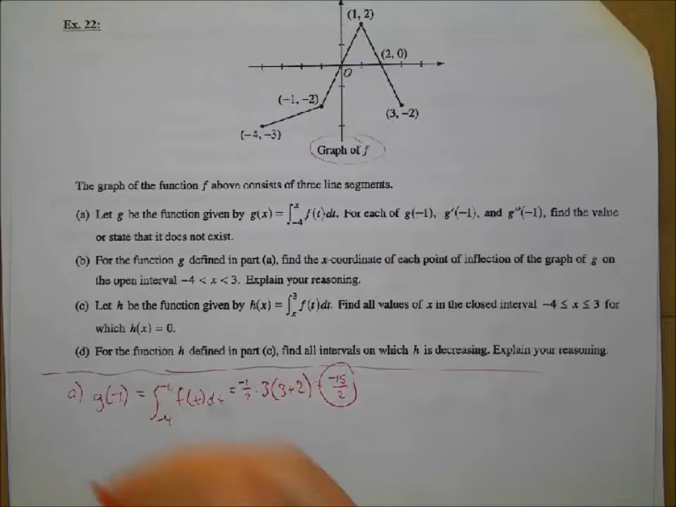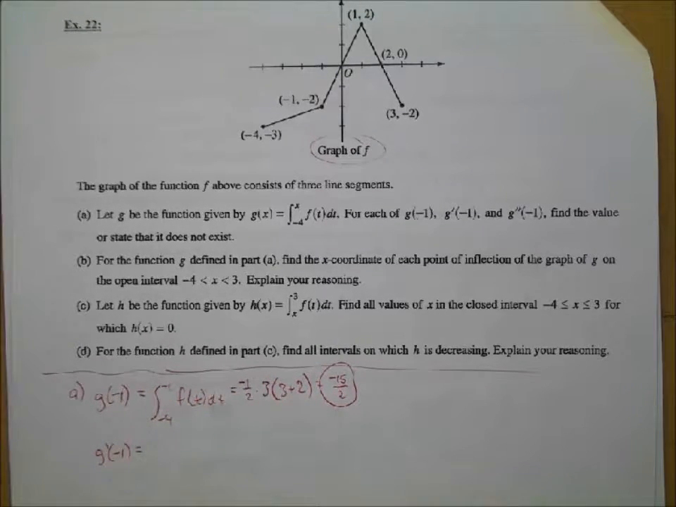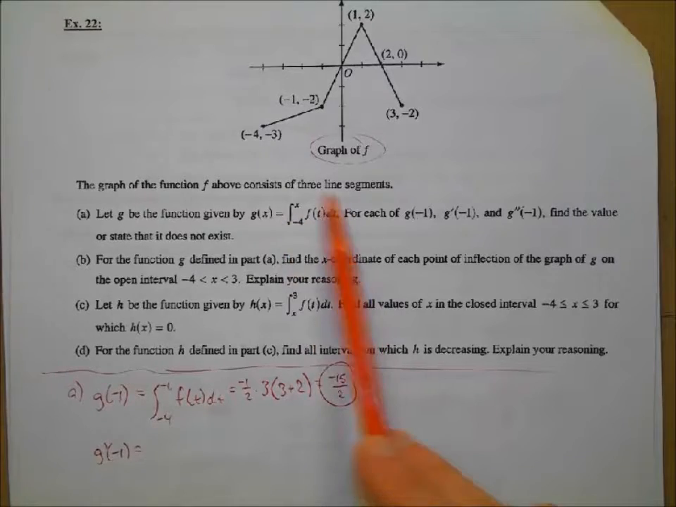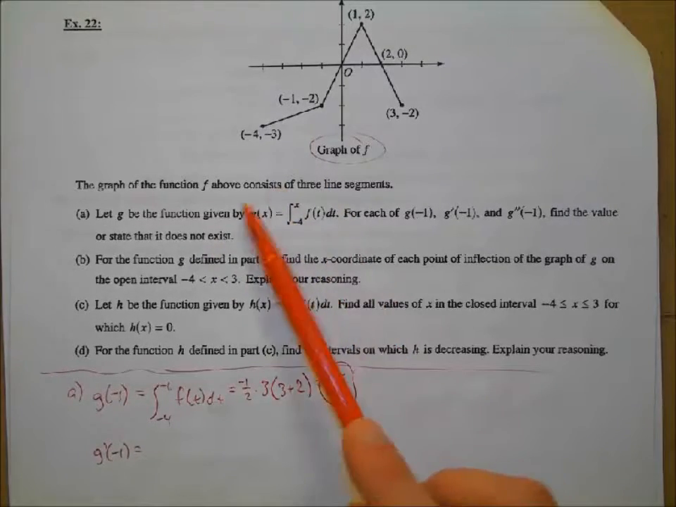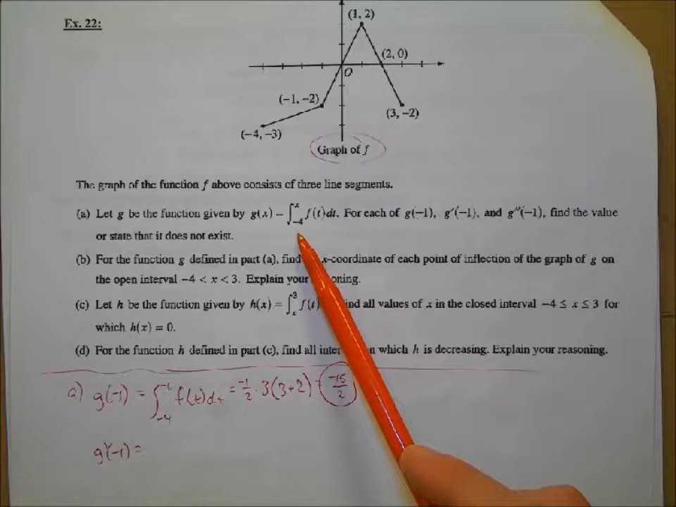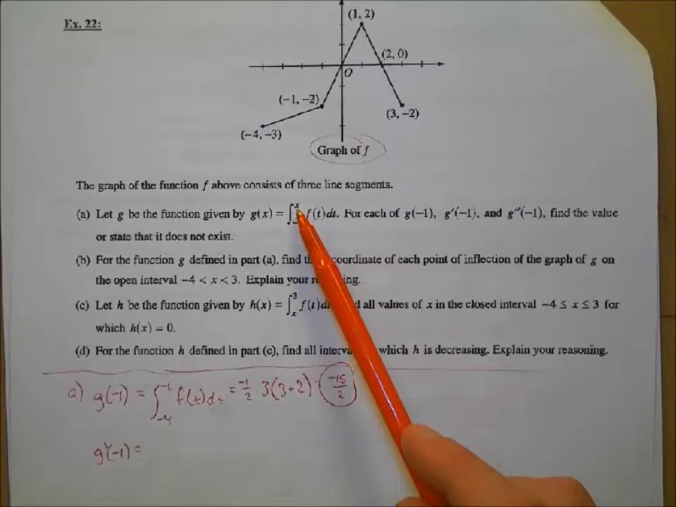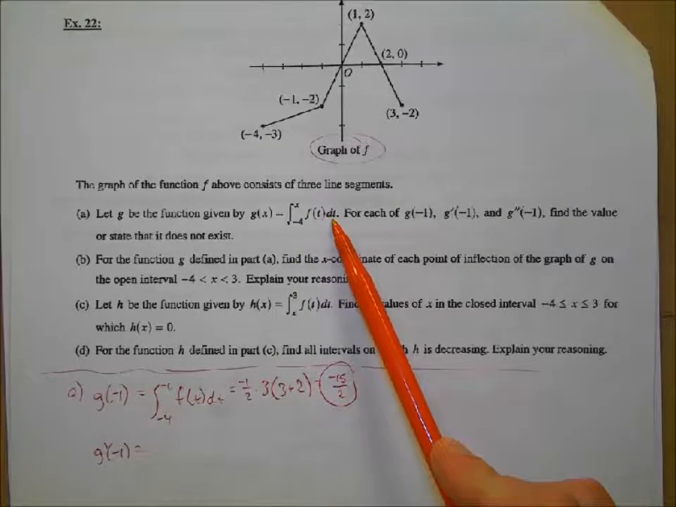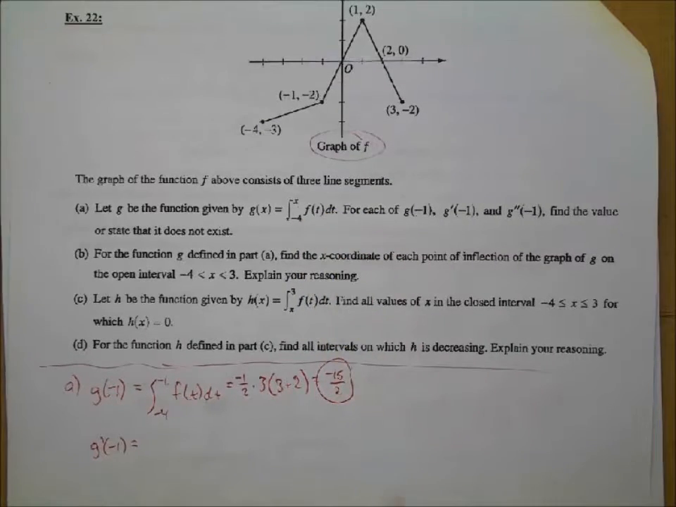Okay? Let's try g prime of negative 1. Okay? Now, if I want to take the derivative of this, what will the derivative of this function be? F of x. Yeah, just f of x. Right? This is second fundamental theorem of calculus. The x replaces the t here, so it'll be f of x times the derivative of x, which is 1, minus then f of negative 4 times 0. Okay?